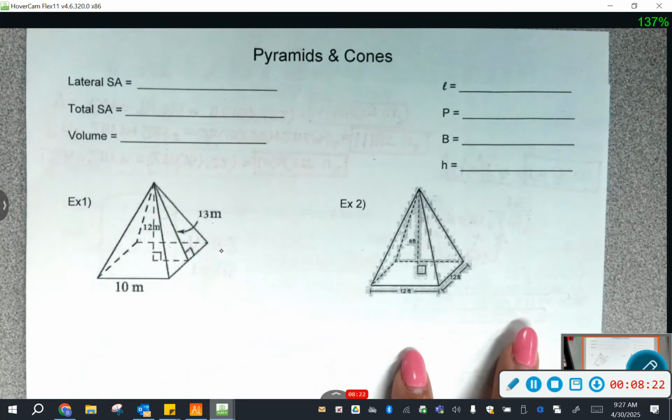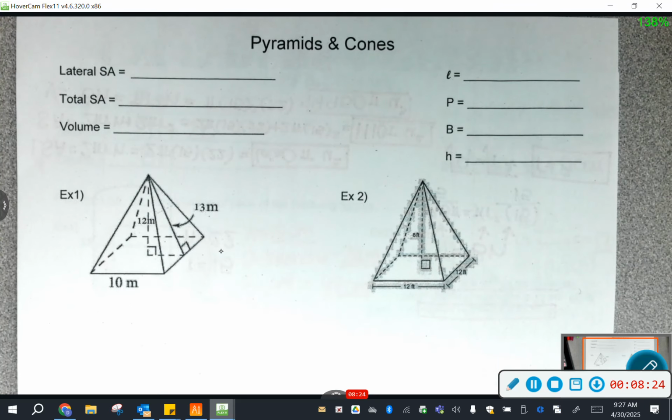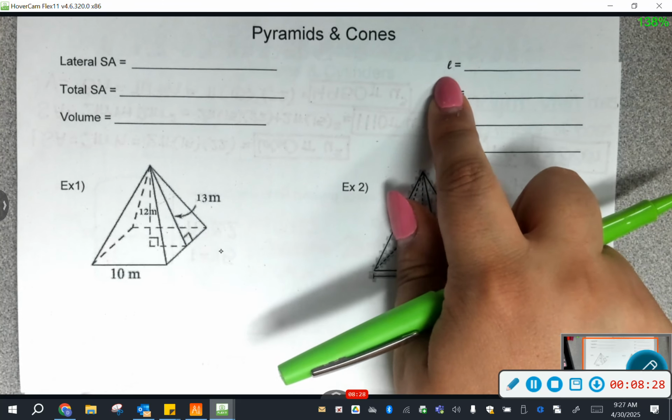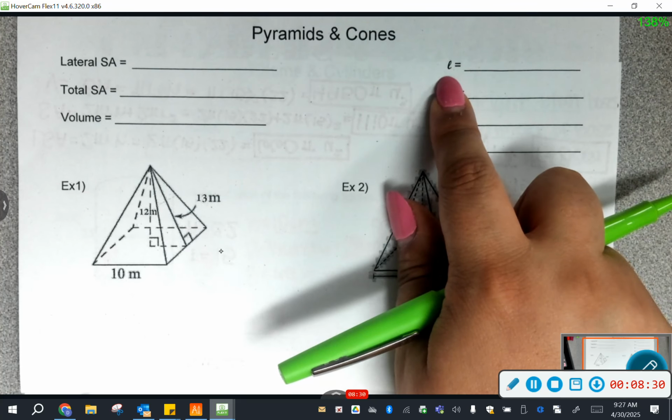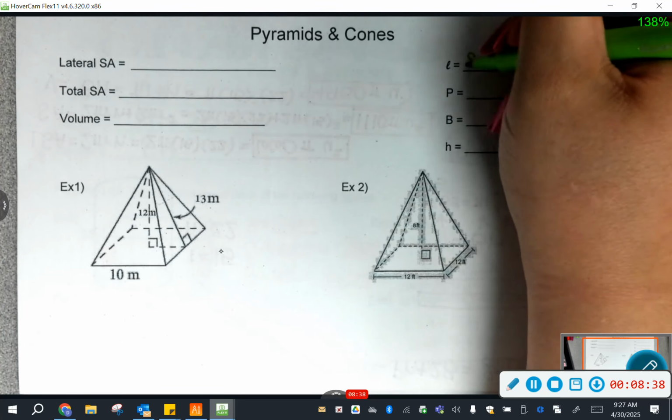So, first things first, slant height. Remember that slant height where you slide down? Yeah. This is an L. It's a cursive L. And the reason we use a cursive L is because if I use a non-cursive L, it looks like a 1, and I don't want y'all to get confused. So this L we call the slant height.